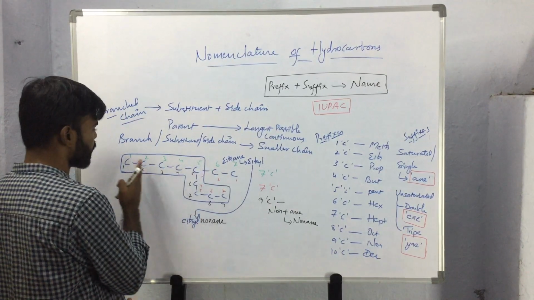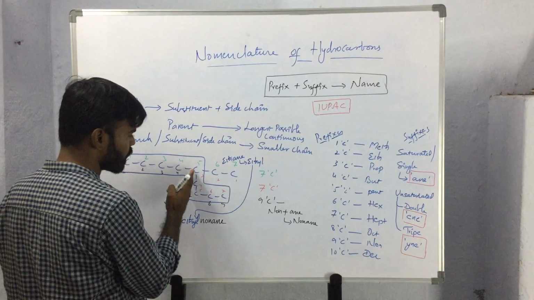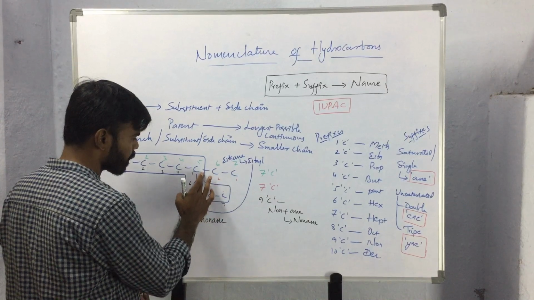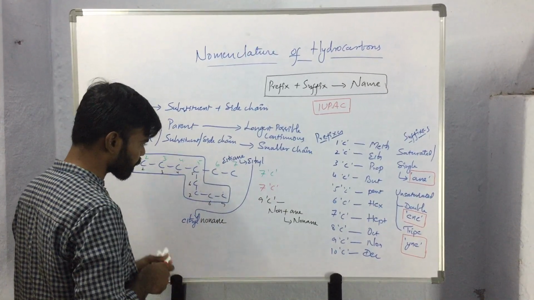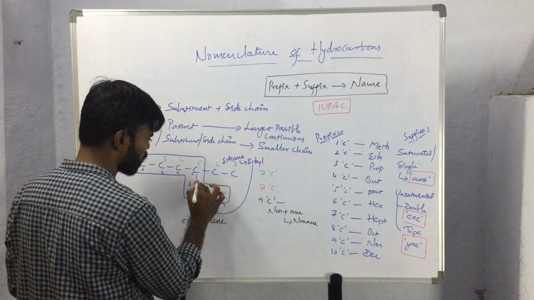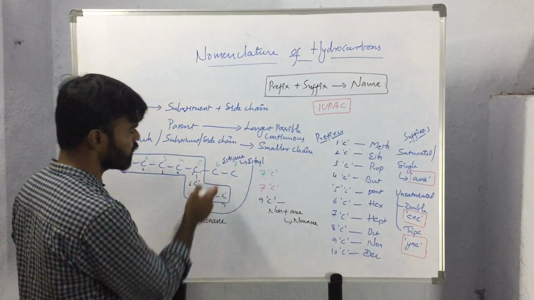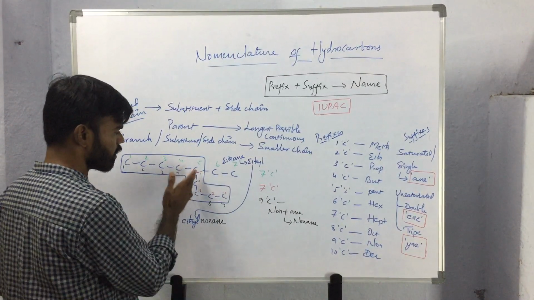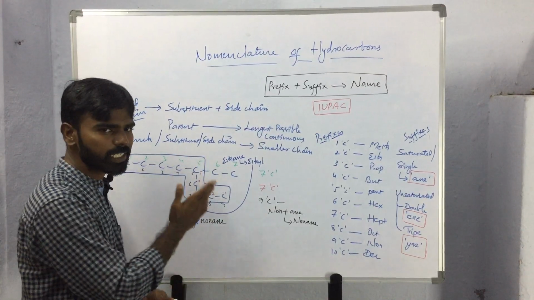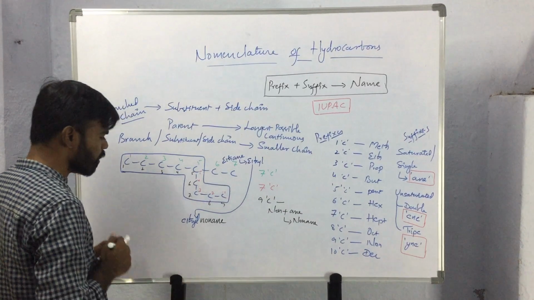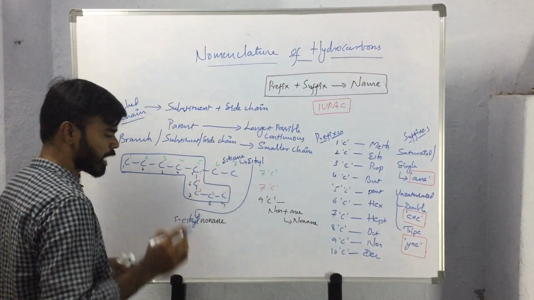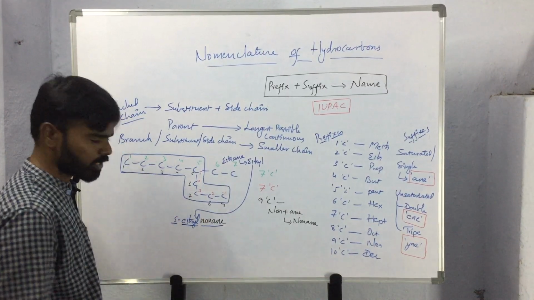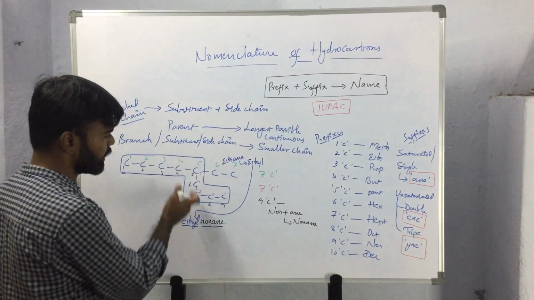So if we give numbering from this direction, from this carbon atom, the fifth carbon atom is having the ethyl substituent, or if we start numbering from here, again the fifth carbon atom is having the ethyl substituent. So if we start from here also, that is not an issue, because in both the cases the fifth carbon atom only is getting the substituent. So the name of the compound will be 5-ethyl nonane. That means in nonane the fifth carbon atom is having ethyl substituent. So 5-ethyl nonane, this will be the name of the compound.